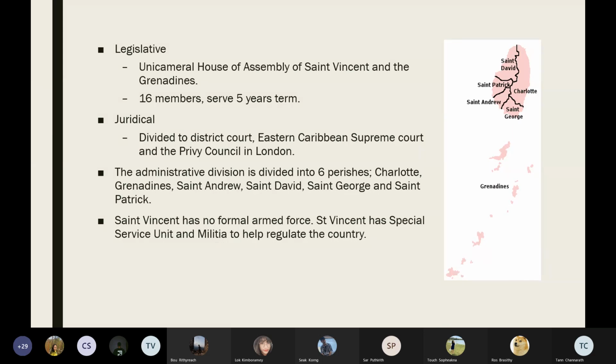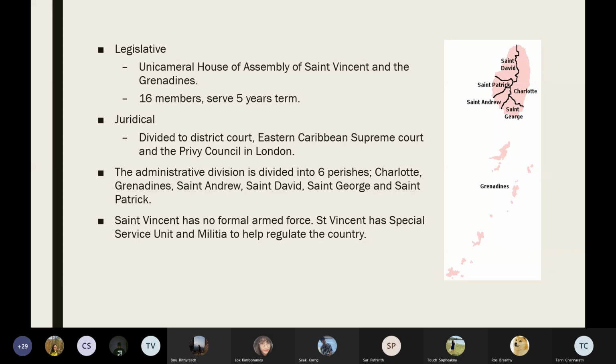And this is the legislative. The country has a unicameral House of Assembly, and they have 16 members, each of whom serves a 5-year term. The judicial branch is divided into the District Court, the Eastern Caribbean Supreme Court, and the Privy Council in London. The administrative division is divided into 6 parishes: Charlotte, Grenadines, St. Andrew, St. David, St. George, and St. Patrick. Saint Vincent has no formal armed force.